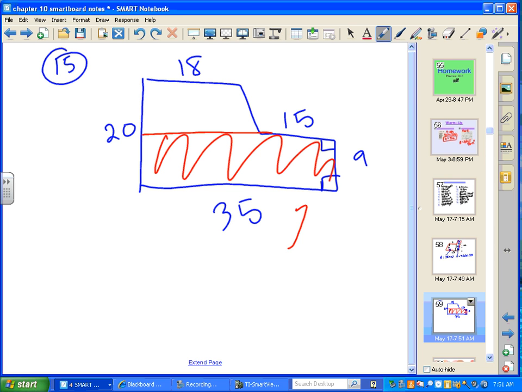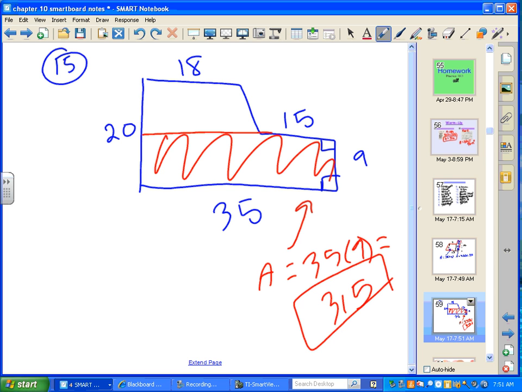Okay. So to find the area of the rectangle, you're just taking length times width. So you have 35 times 9. You get 315. Did you get 315 for that? Okay. So the trapezoid up here, here's the hard part. Base 1 plus base 2 is pretty easy.